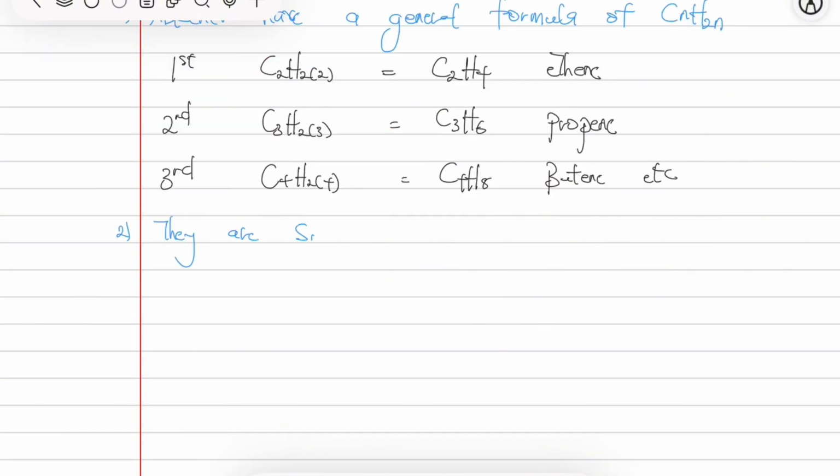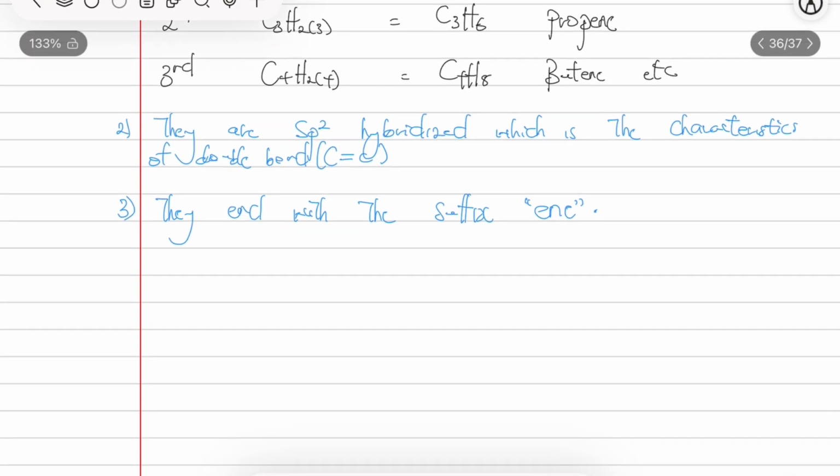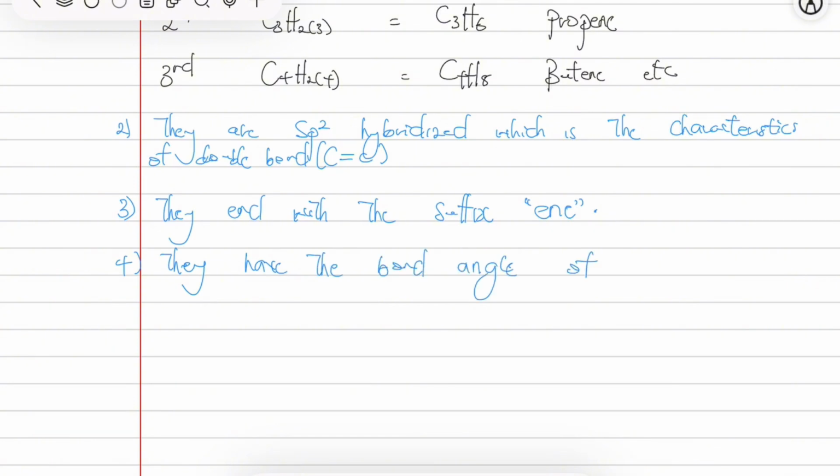Another important characteristic or feature of alkenes is that they are sp2 hybridized, which is the characteristic of a double bond. Alkenes end with the suffix ene. Notable examples are ethene, propene, and butene. If you have a look at the names of these compounds, you observe that they end with the suffix ene. Alkenes have a bond angle of 120 degrees, which is a very unique characteristic of the alkene family.